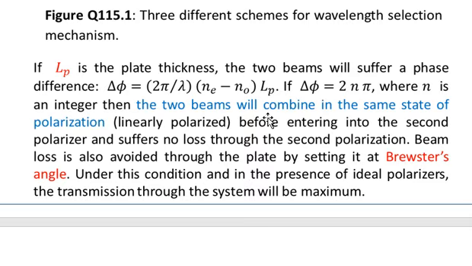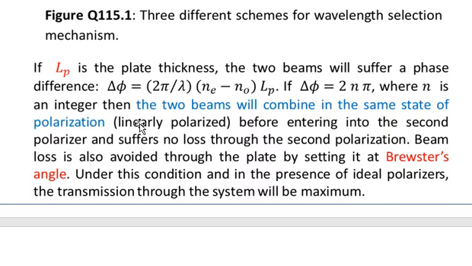When the two beams combine in the same state of polarization, that is linearly polarized, before entering the second polarizer, this delta phi, which should be an integral multiple of 2 pi, would ensure that the two beams, one the ordinary beam and the other the extraordinary beam, combine in such a way that a linearly polarized beam is formed.